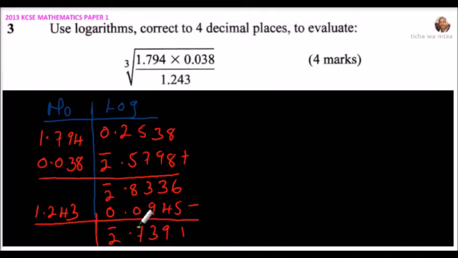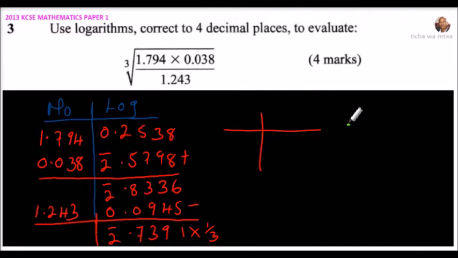Now, let's just add an additional part here. We are supposed to get the logarithm of the cube root of this number, so we normally divide by 3 or multiply by a third. Now, here is where the trick is. Bar 2 is a negative number, and 0.7391 is a positive number. This is a mantissa, this is a characteristic. So what we do is we modify our number.